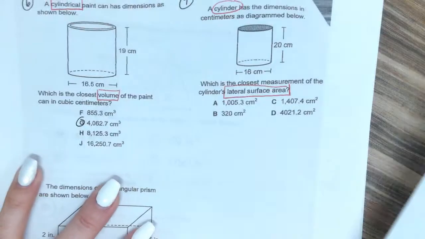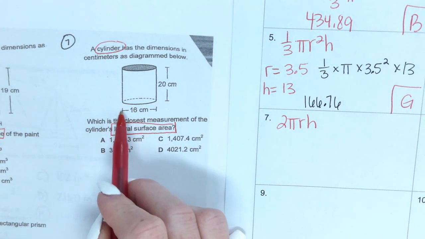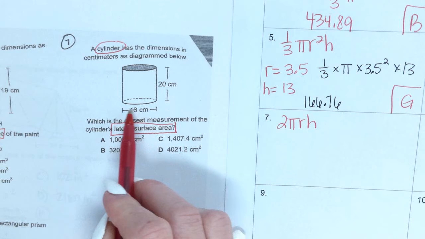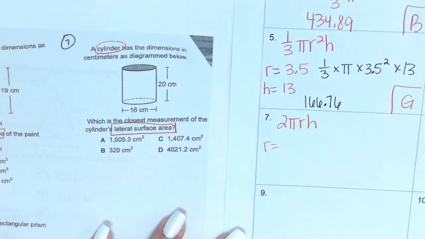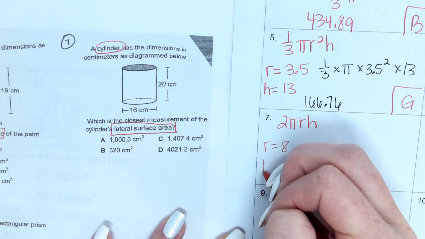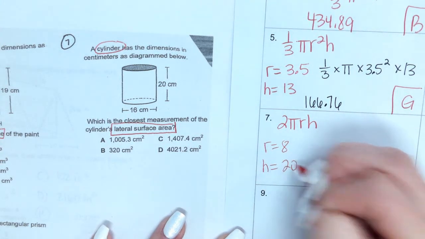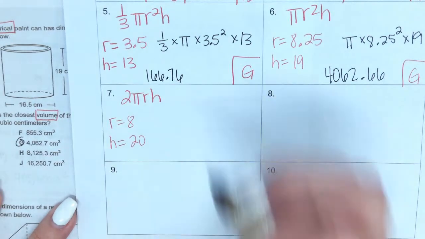Did they give you a radius? I can't hear you. How do you know? It goes all the way across the circle. So what do I have to do to that 16? What's 16 divided by 2? All right, what's my height? 20. So now I just plug in to my formula.